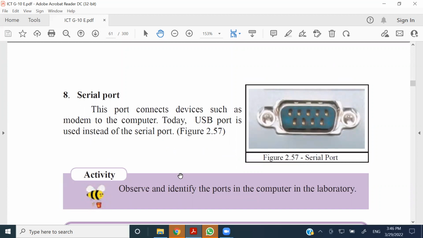Now, the serial port was used to connect a modem to the computer, right? So now they are using USB ports instead of the serial ports to do the same task. That's why I told you the USB port is something very important on your computer.